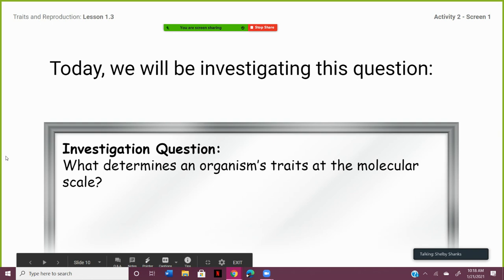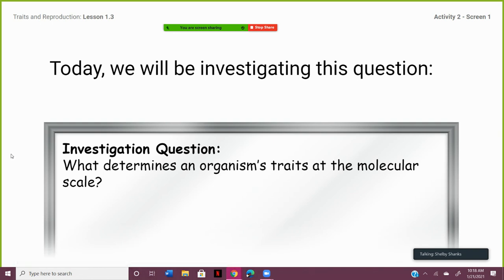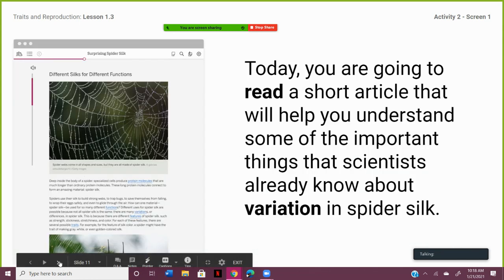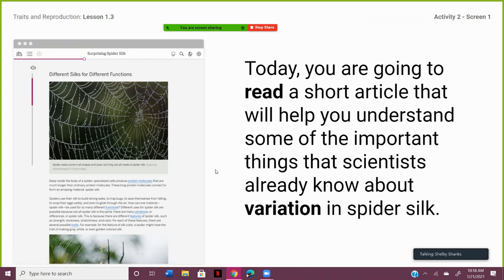So we're going to be investigating this question. What determines an organism's traits at the molecular scale? Okay, what determines an organism's traits at the molecular scale? Okay, so today you guys are going to read a short article that will help you understand some of the important things that scientists already know about variation in spider silk.